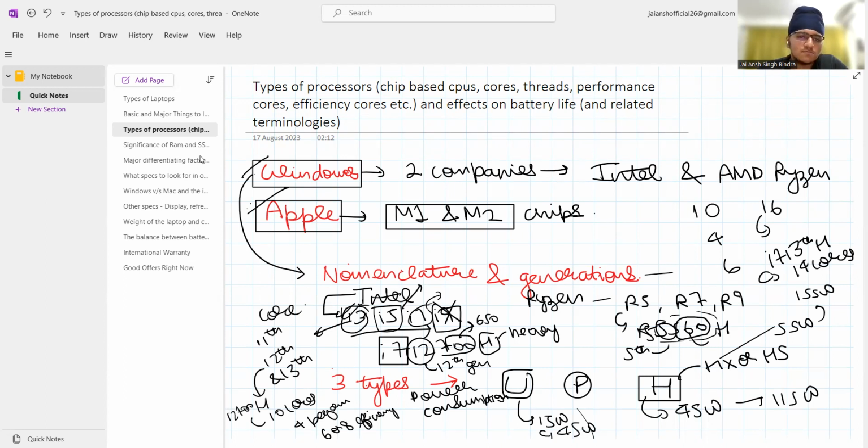Now, I'm sorry, I missed out on Apple. So Apple uses the M1 and M2 chips. M2 is the newer version of them. M2 has its own types as well, M2 Pro, for example. As you keep going to the better chip, the performance increases, and the price also increases naturally.